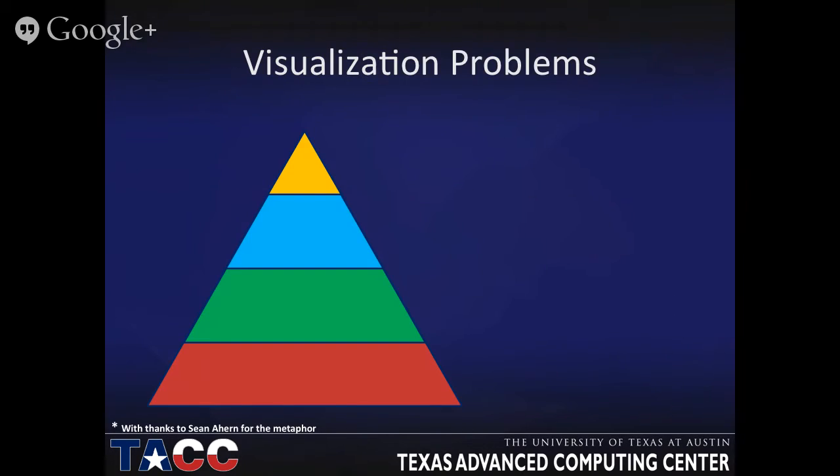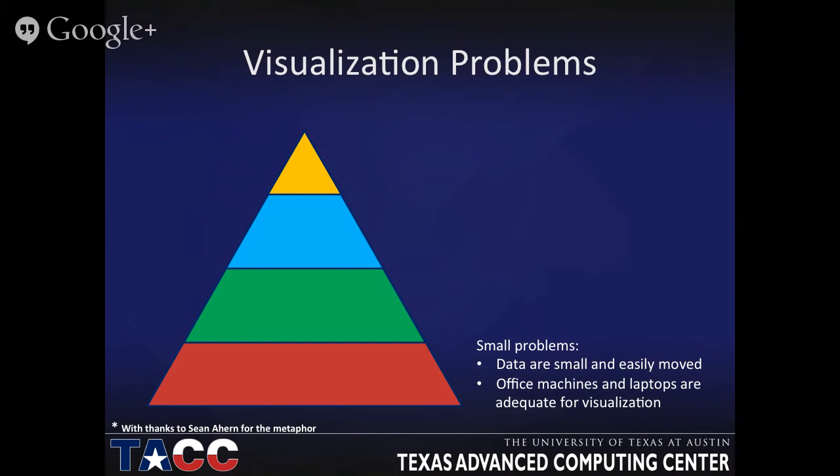If we look at the visualization problems that we deal with, we can think of them as being a pyramid in scope. At the bottom of the pyramid is the largest bulk of the visualization problems that people actually do. The data is relatively small. Your office machine or your laptop is perfectly fine for doing the visualization. And that really is the bulk of the viz work that's actually being done, though from my point of view, not necessarily the most interesting part.